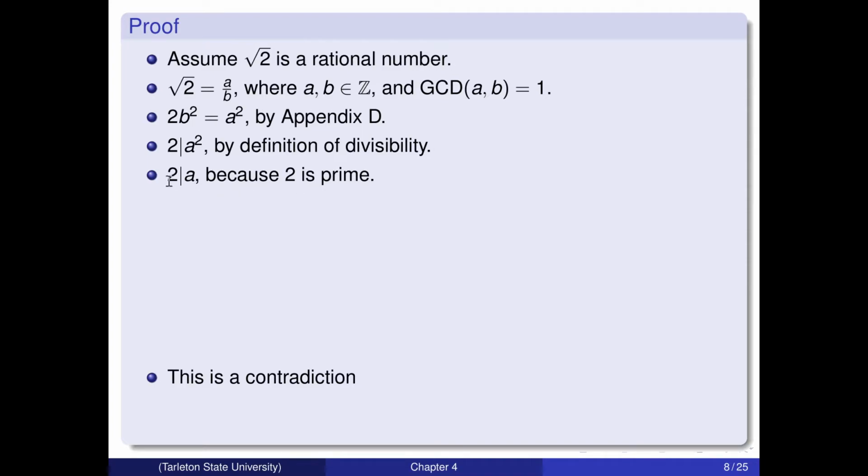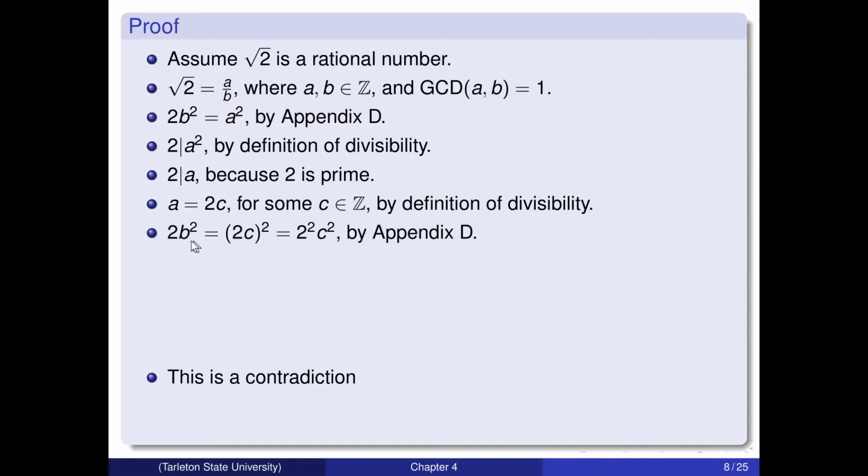Okay, so once we know that 2 divides into a, well, we can rewrite a as 2 times c for some integer c by definition of divisibility. And now we can take this expression 2c and plug it back into this equation up here. That will give us that 2b squared is equal to 2c quantity squared. Go ahead and do the algebra here, and we'll reduce this a bit. We'll take both sides and divide them by 2, and we now have b squared is equal to 2c squared by appendix D. But the funny thing at this point is this proves that 2 is dividing b squared.